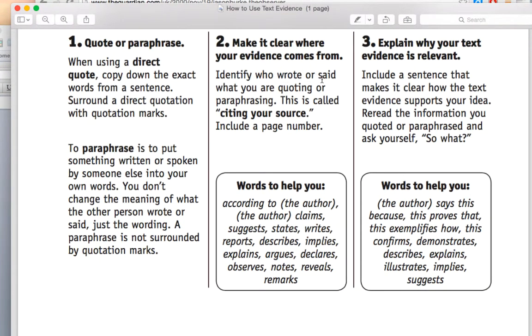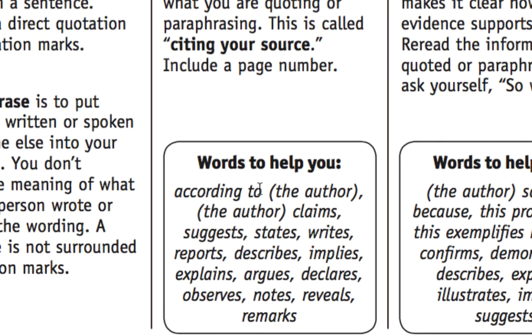you identify who wrote or said what you were quoting, and you do it just by saying something like this part right here. According to the author, or the author claims, the author writes, the author declares. So anything in this box will help you. You're basically just telling us within the text of the letter that you got your quote or paraphrase information from this author. Okay, I'm going to just use the first one, according to, and I'm going to look and see if I can find an author.